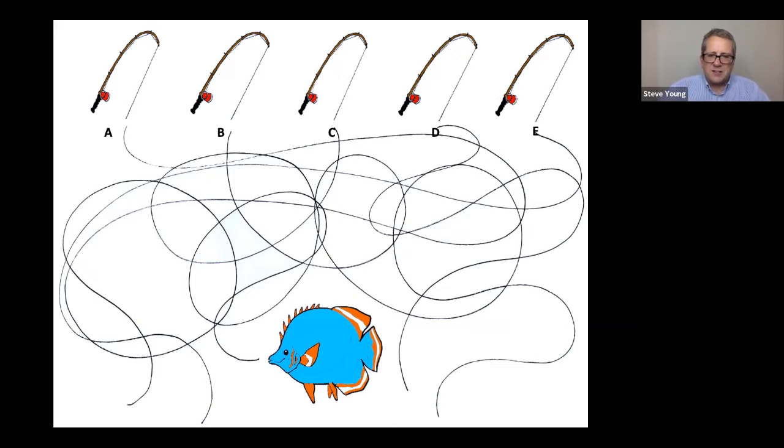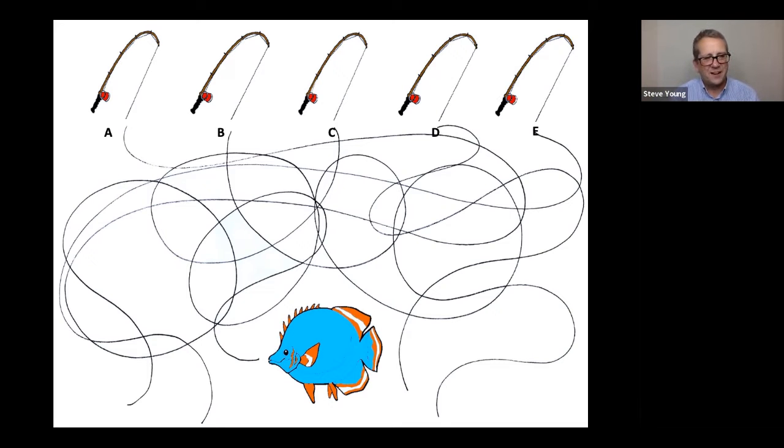So what I want you to think about is this children's puzzle. Which rod catches the fish? If you have the same sort of handicap that I've got, which is a marketing and strategy degree, you start off with A and you go, oh, no, it's not that one. B, no. C, no. D, oh yeah, we got D.